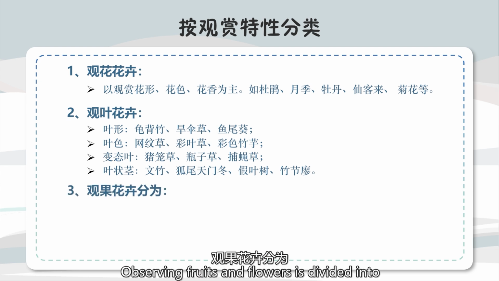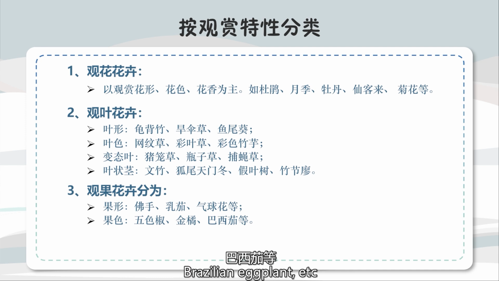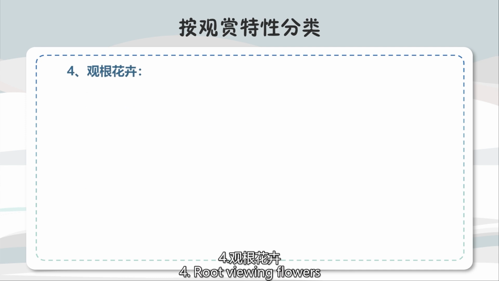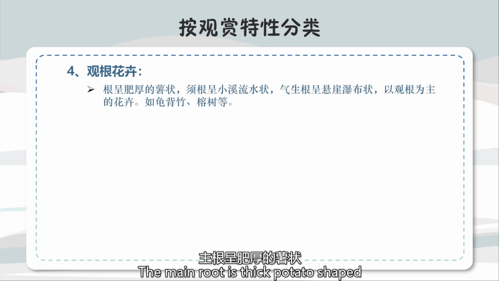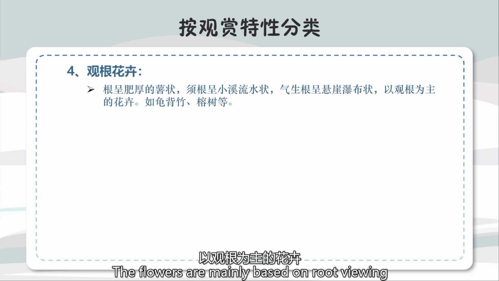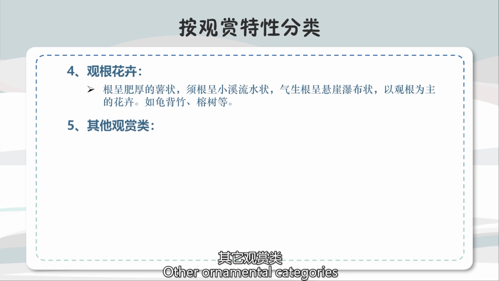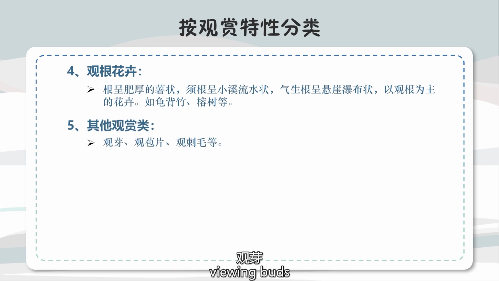Third, fruit viewing flowers are divided into fruit shape, Buddha's hand, eggplant, balloon flower, etc. Fruit color, five-colored pepper, kumquat, Brazilian eggplant, etc. Fourth, root viewing flowers. The main root is thick and potato-shaped. The fibrous roots are like a small stream flowing water, and the aerial roots are like a cliff waterfall. The flowers are mainly based on root viewing, such as turtle-backed bamboo, banyan tree, etc. Fifth, other ornamental categories: viewing buds, viewing bracts, viewing thorns, etc.